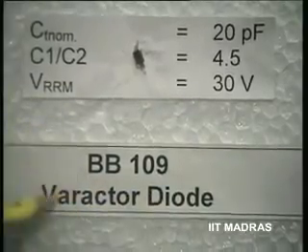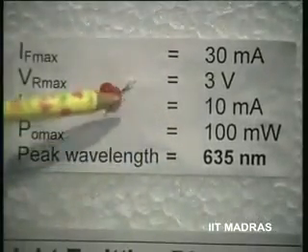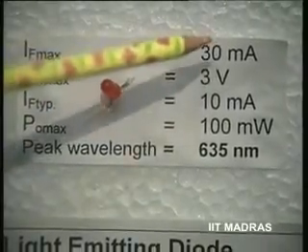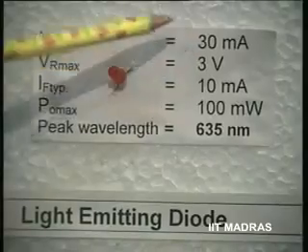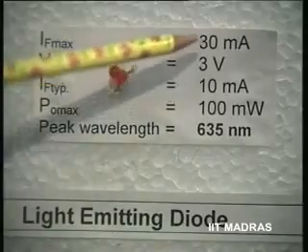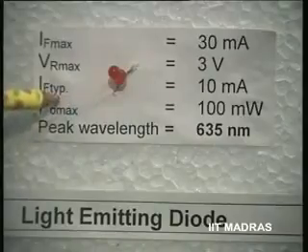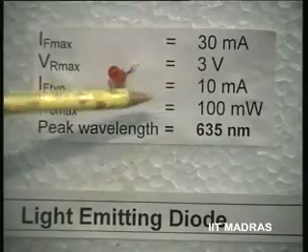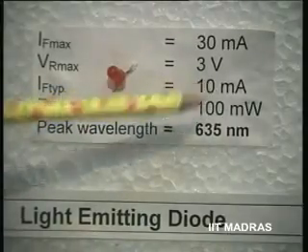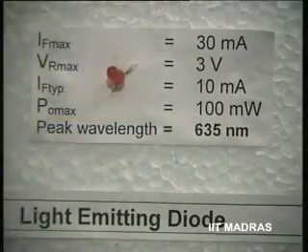The next one is a light emitting diode, LED, red color. This also we had indicated. The IF max is 30 milliamperes, that is the maximum current that you can apply in the forward bias mode, and the maximum voltage drop is about 3 volts at that point. IF typically is 10 milliamperes and P naught max is about 100 milliwatts, the maximum permissible power dissipation. Peak wavelength is 635 nanometers for this LED.